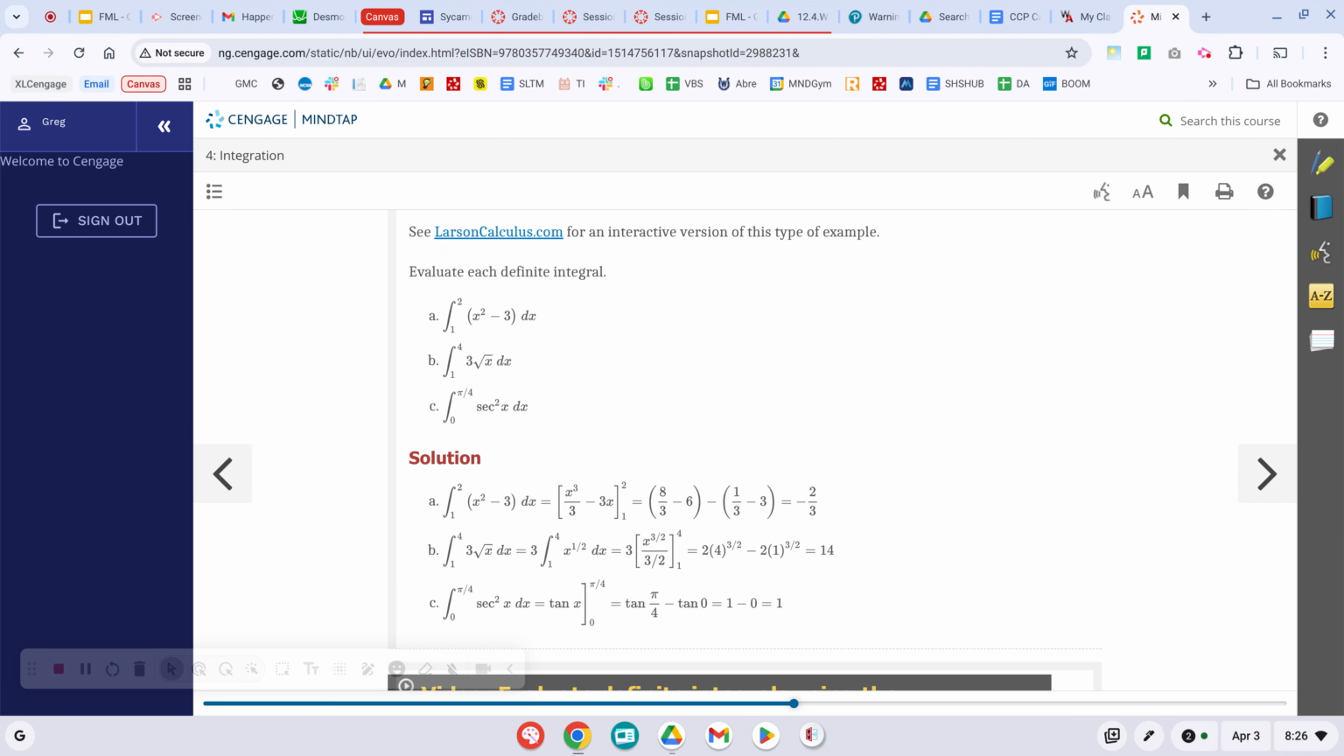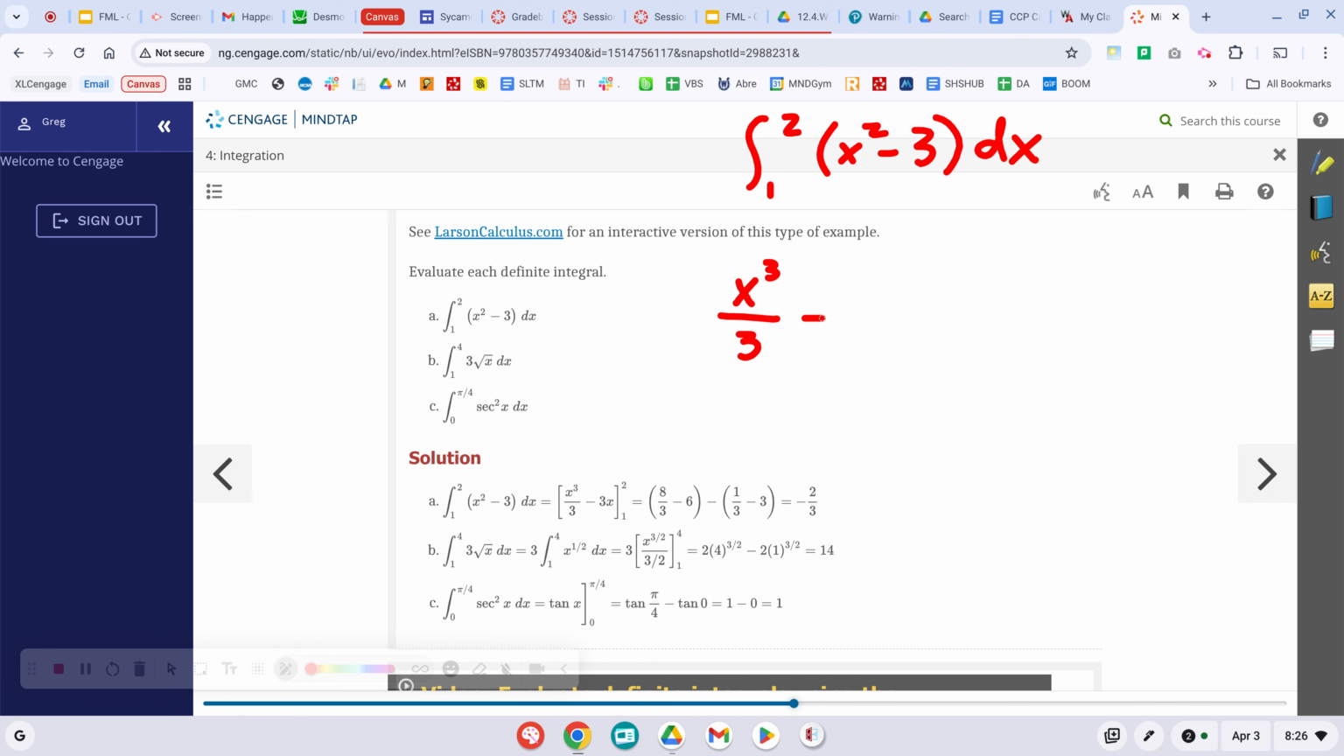Let's go ahead and do part A here, okay? The integral from 1 to 2 of x squared minus 3 with respect to x. Okay, so we're integrating this with respect to x, which means dx is the base. We'll talk about that, I guess. So what's the integral of x squared? Well, that's x cubed over 3.